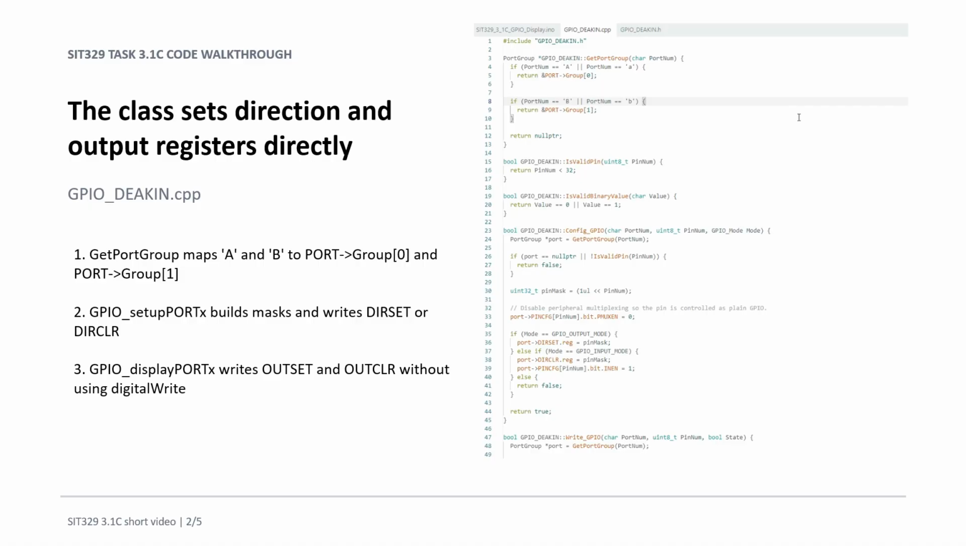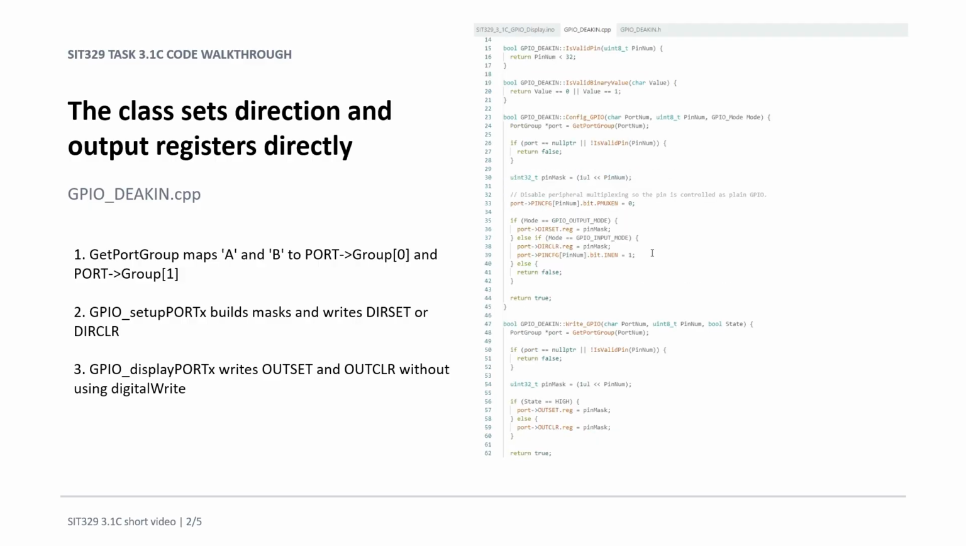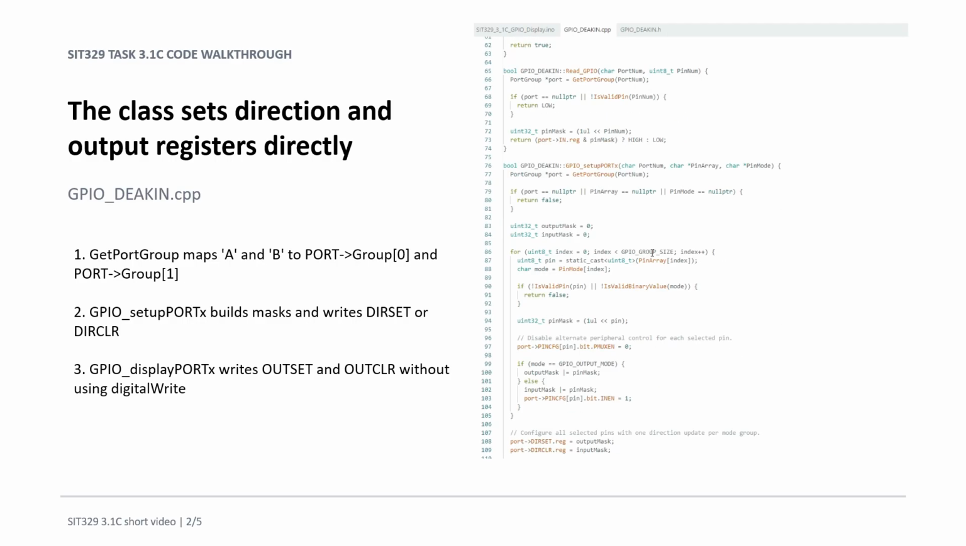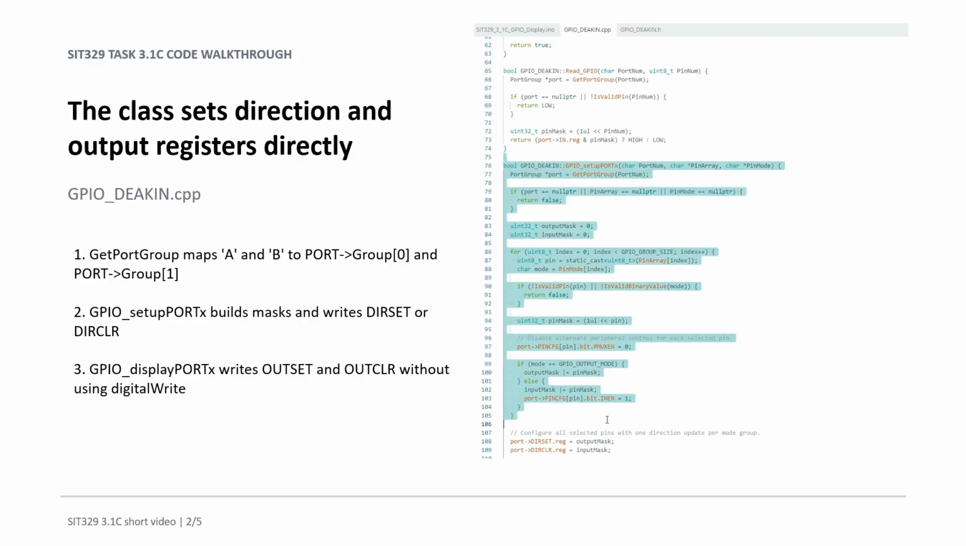This implementation file is where the CMSIS register access happens. Get port group converts the character A or B into the correct SAMD21 port group pointer. In GPIO setup port X, the code checks that the arrays are valid, checks that each pin number is below 32, and checks that every mode value is either 0 or 1.